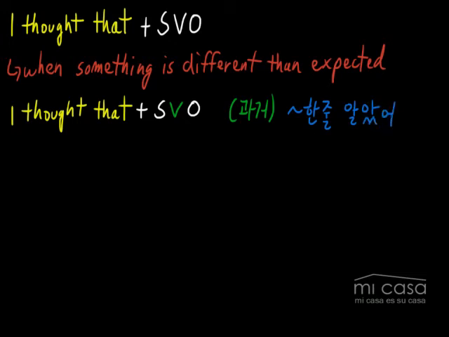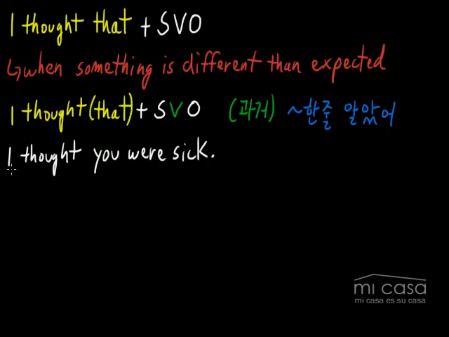All right, so let's go ahead and look at our first example. I thought you were sick, or I thought that you were sick. The that is often omitted, so I decided to omit it in this sentence. I just left it out. I thought you were sick. So here we have you, which is the subject, were, which is the past tense of the verb to be, and then we have sick, which I guess actually isn't really an object, it's an adjective, but that's another way that you can use this structure.